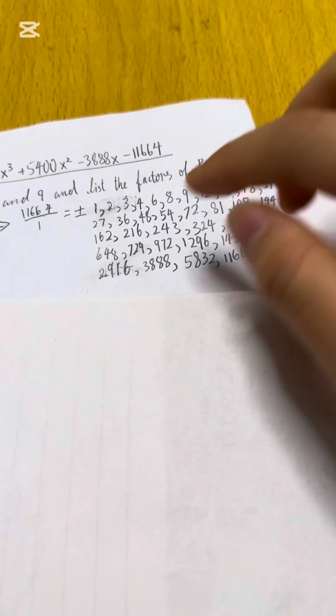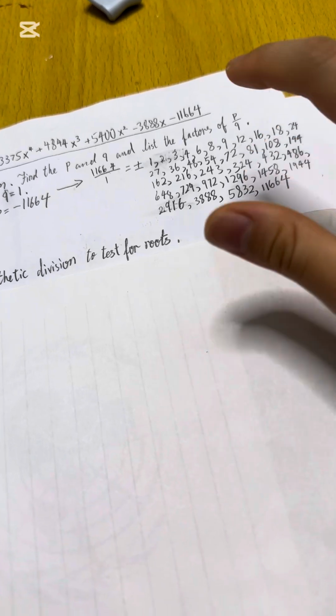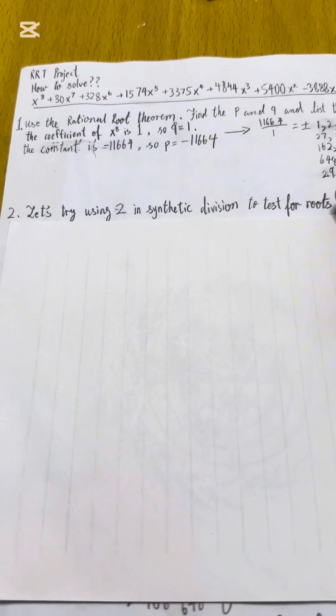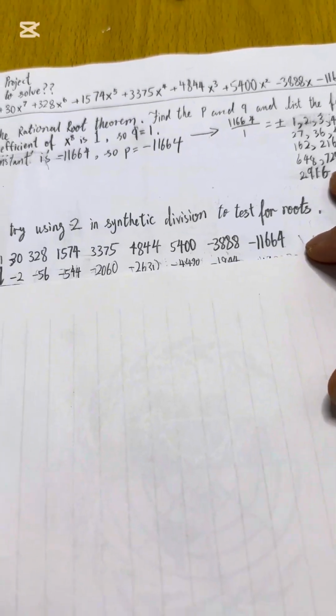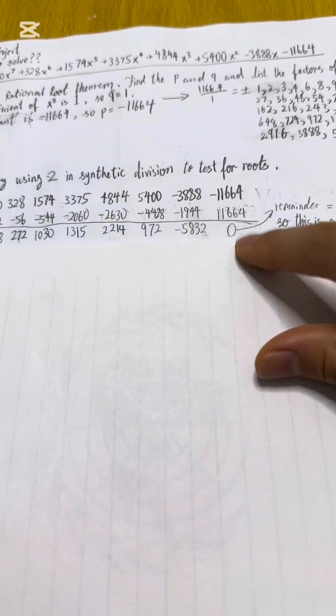And here I listed all its factors, but in the next step of the rational root theorem, there's only a certain amount of roots that actually work among these factors. So you kind of just have to try and plug them in. But in this case, I already know what my roots are, so that's easier for me. So I tried using -2 in synthetic division to test for the roots. And I could use any of these numbers. It's just that I'm not sure if it would give me a remainder of 0.